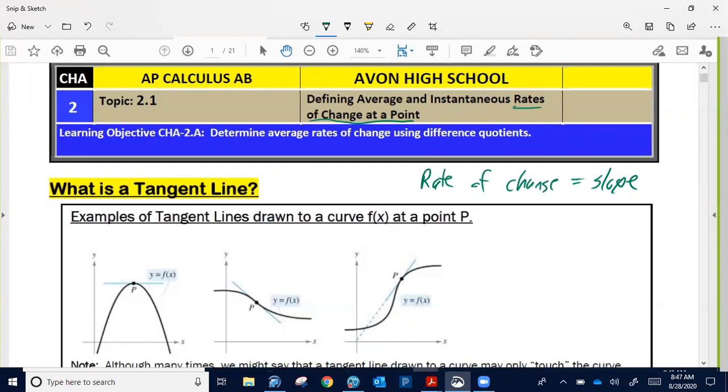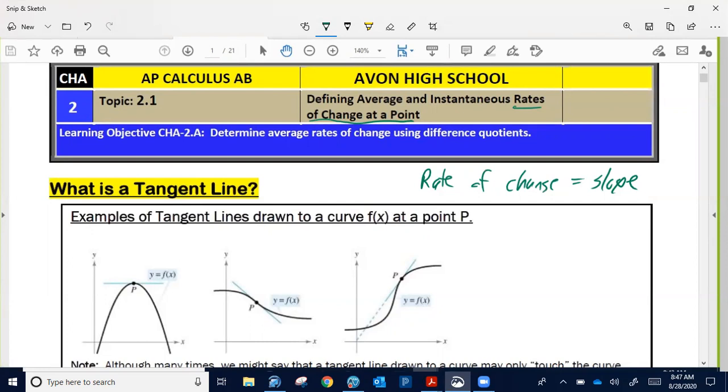To get into the rate of change or the slope, the derivative is special because it is the slope or the change at a single point, which goes against what you've done in previous courses where you needed 2 points to calculate the slope of a line. We're going to find the slope of a tangent line today. Tangent line. And what is a tangent line?